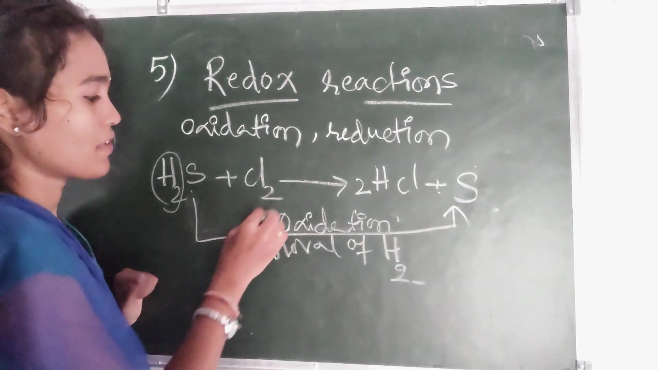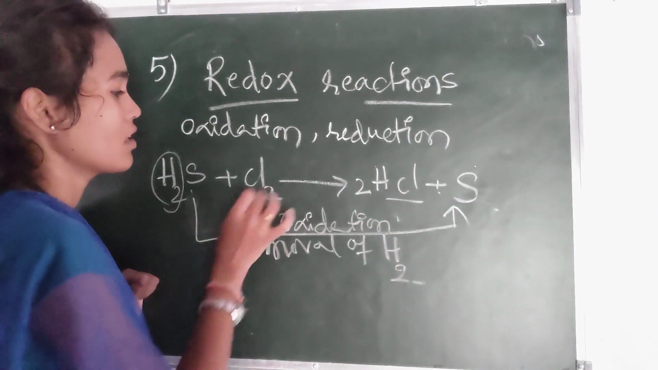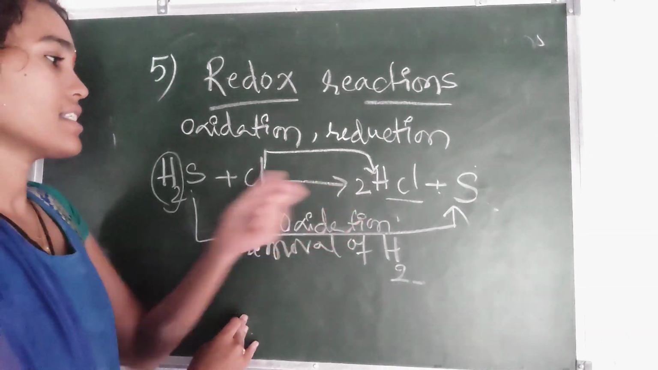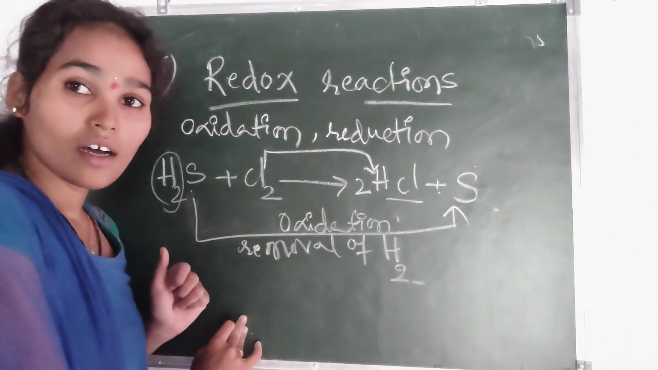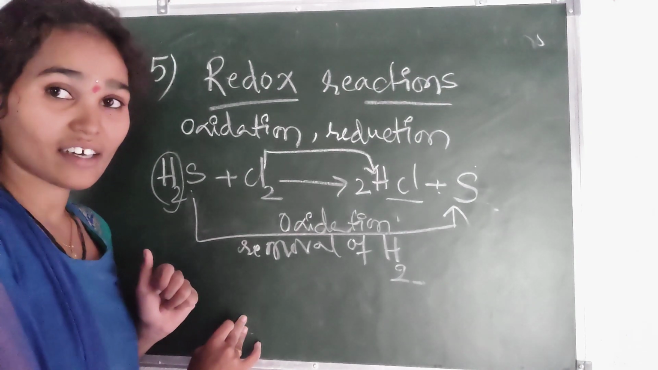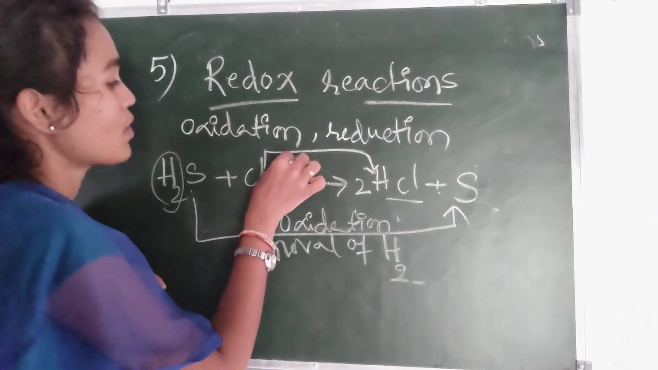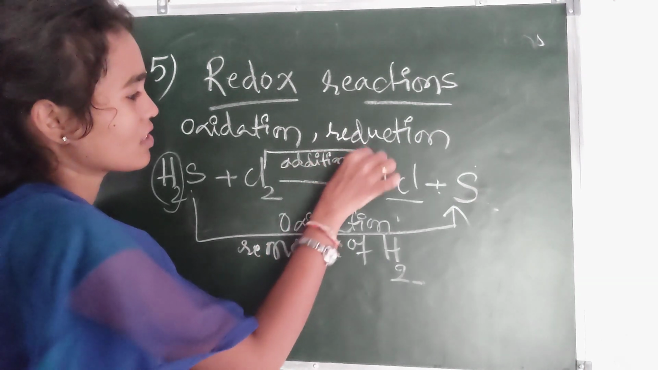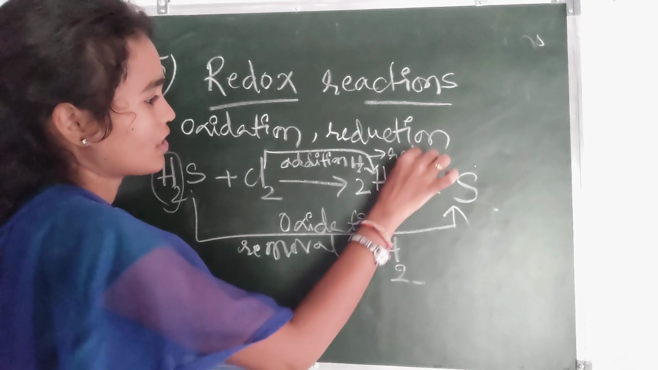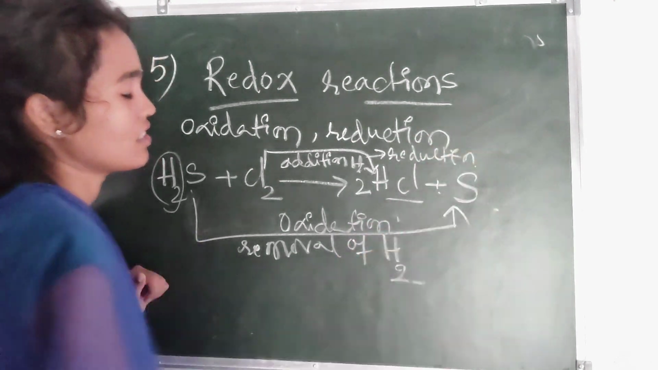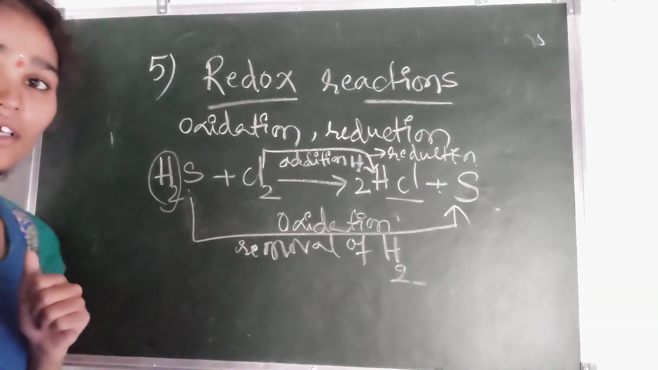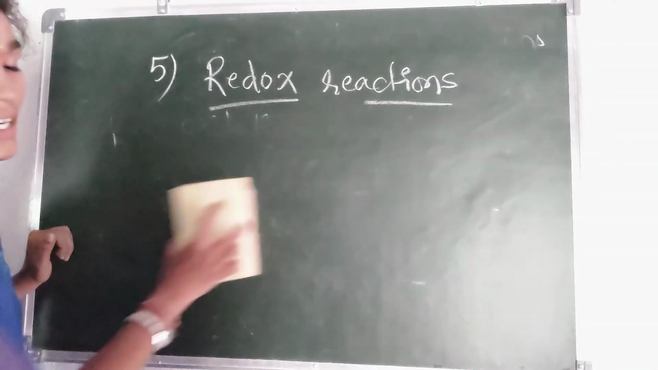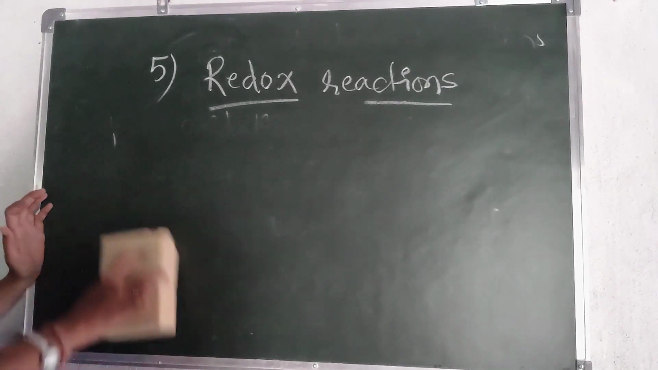Okay. See, from chlorine to hydrochloric acid. What is happening here? Hydrogen is adding. So addition of hydrogen is nothing but reduction. In the reaction, both oxidation and reduction are taking place. Which kind of reactions are called? Redox reactions. Okay. Simply easy only.